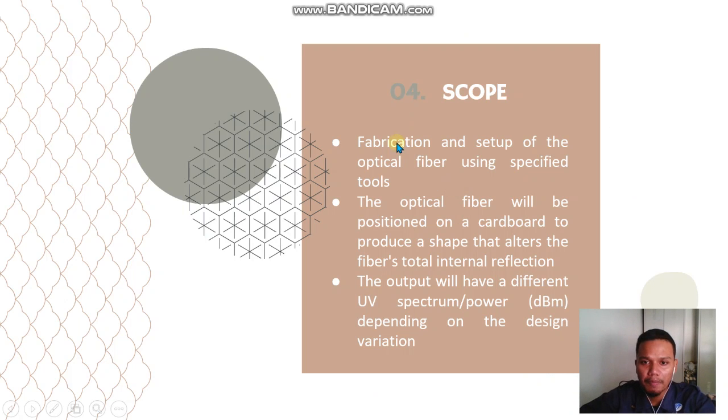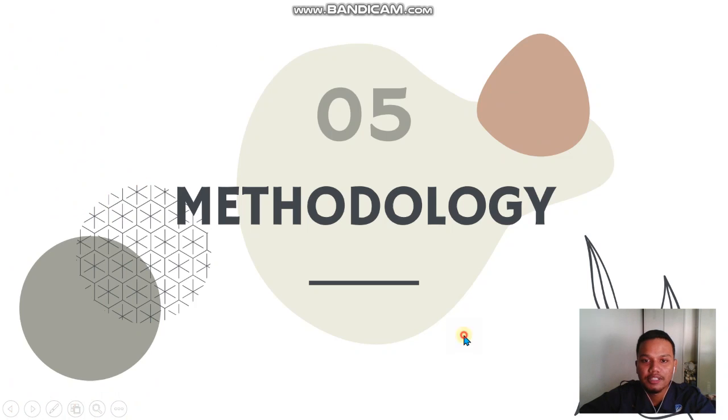Next, for the scope, fabrication and setup of the optical fiber using specific tools. The optical fiber will be positioned on a cardboard to produce a shape that alters the fiber's total internal reflection. The output will have different UV spectrum over power in dBm depending on the design variation.